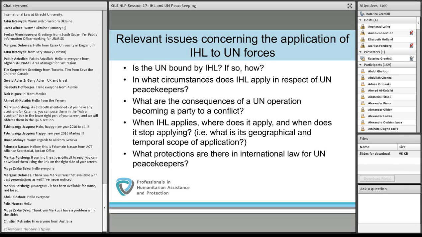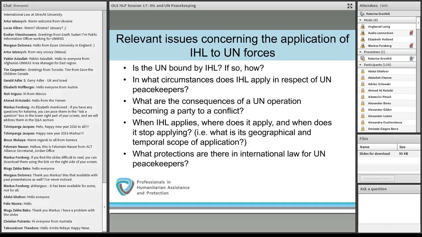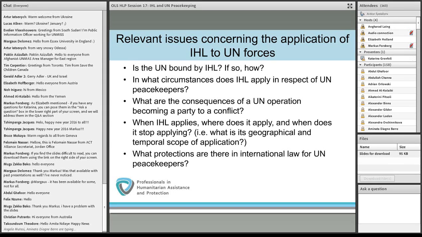So in what circumstances does IHL apply in respect of UN operations? As you probably know, IHL doesn't apply in respect of mere riots or sporadic violence. In these situations, domestic law applies. But it does apply whenever there is a situation on the ground that meets the threshold of an armed conflict. This occurs when peacekeepers engage in armed hostilities of such intensity as to trigger the application of IHL, whether via acts in self-defence or in the course of carrying out a particular mandate authorised by the Security Council, such as the protection of civilians.